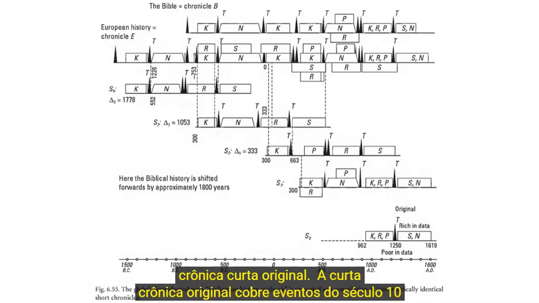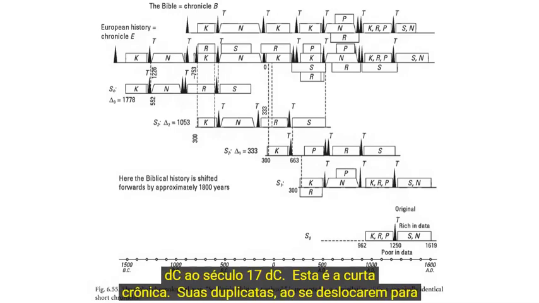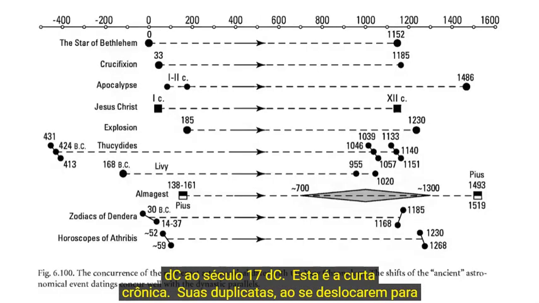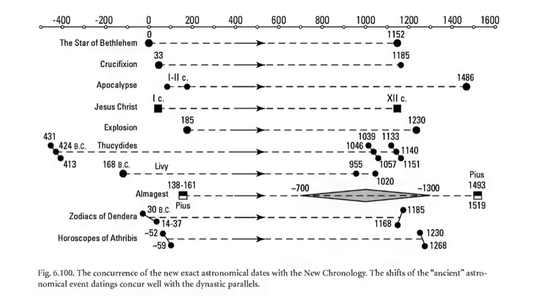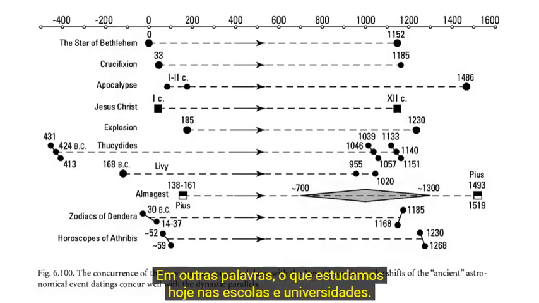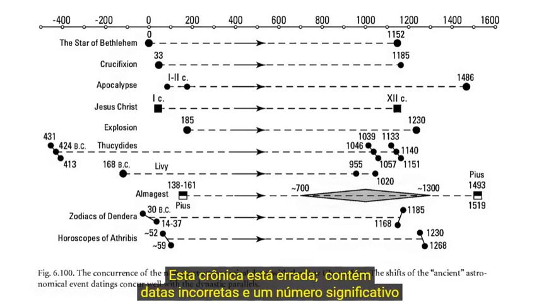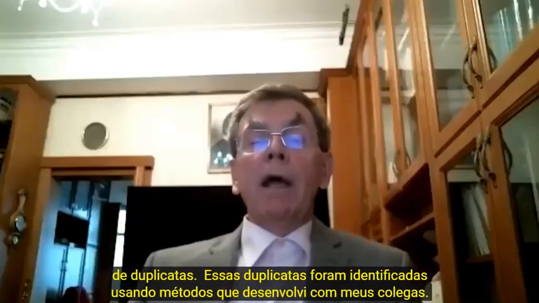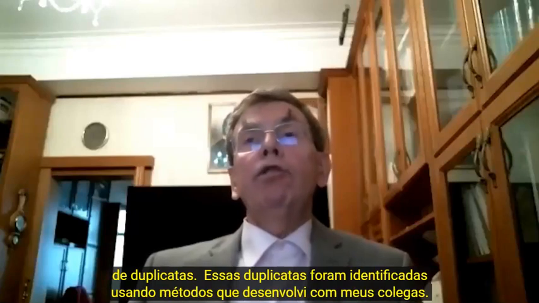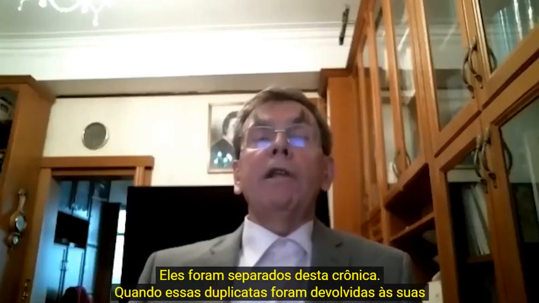The original short chronicle covers events from the 10th century AD to the 17th century AD. This is the short chronicle. Its duplicates, through shifting into the past and joining together, resulted in our modern textbook on ancient and medieval history. In other words, what we study today in schools and universities. This chronicle is erroneous. It contains incorrect dates and a significant number of duplicates. These duplicates were identified using methods I developed with my colleagues. They were separated from this chronicle.